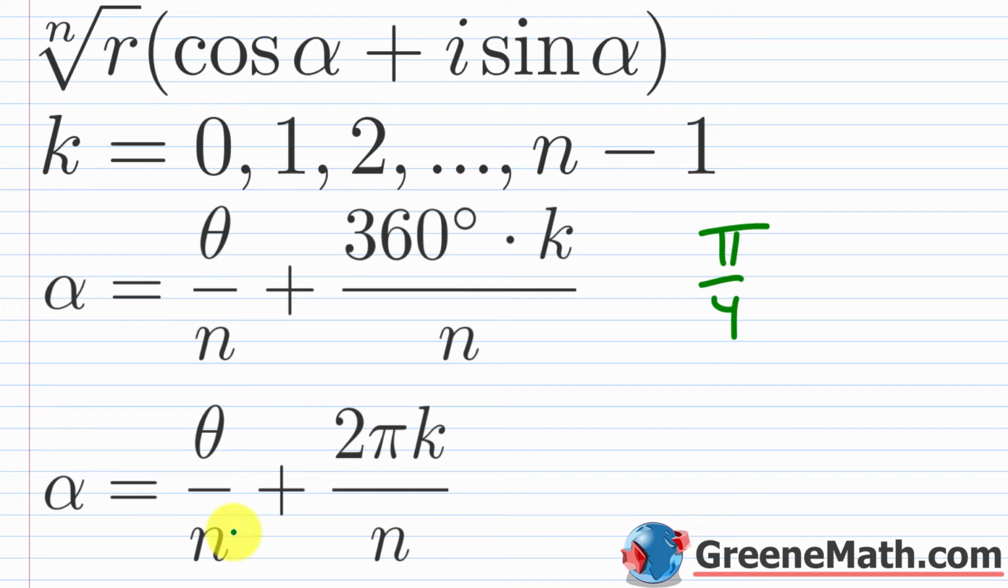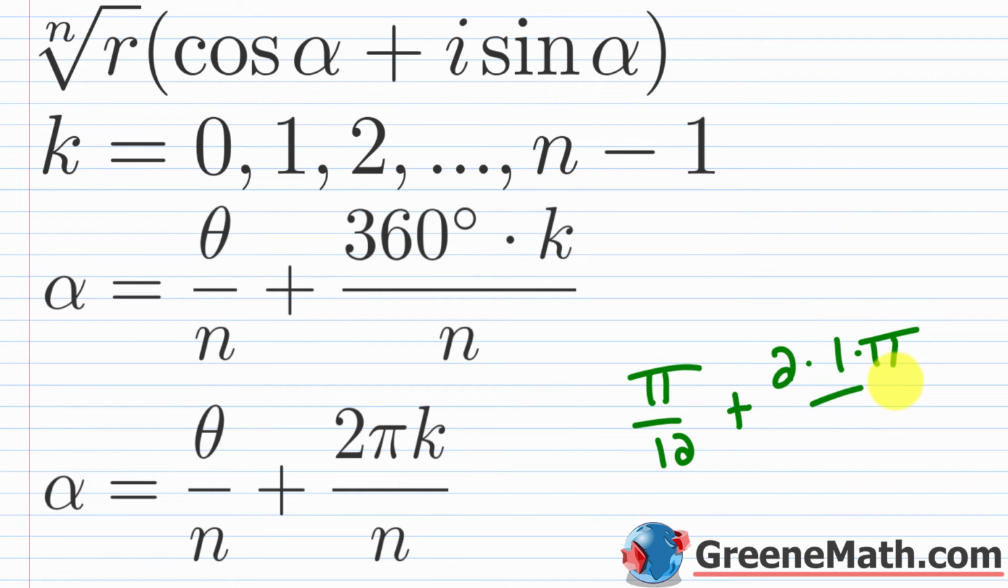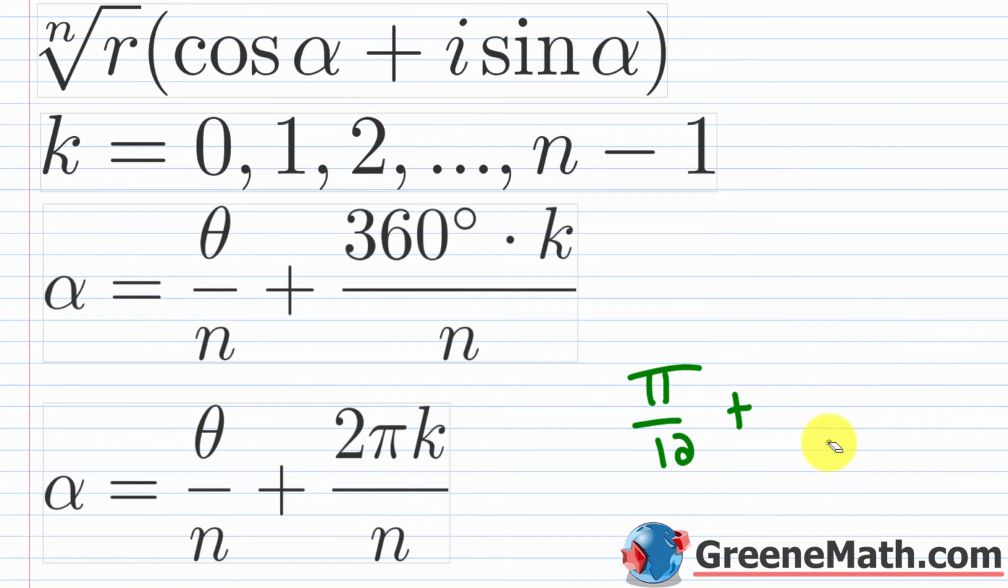So pi over 4 divided by n, which is 3. So you can multiply this by a third. So this is basically going to start with pi over 12, okay? So that's going to be your initial guy. Remember, this 2 pi times k, because k starts at 0, is just going to go away. So the first one's just going to be pi over 12, right? And then for the additional ones, you're going to be adding 2 pi times whatever k is over n, which is 3. So basically, 2 pi over 3 is what you're going to add the first time.